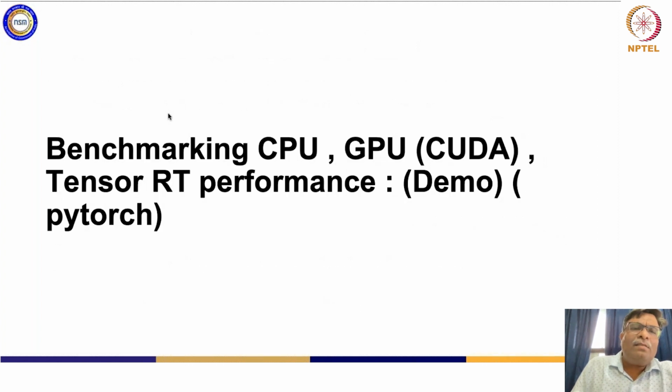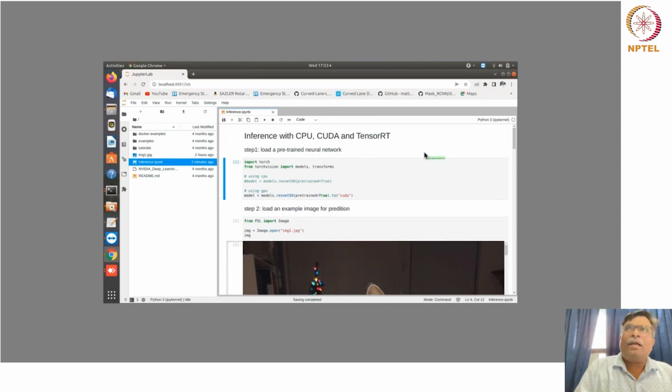Okay, so let us try to do some benchmarking. Let us try to understand the inferencing portion on just CPU, CUDA, and TensorRT. So this particular thing is a very simple example of trying to import a pre-trained neural network model.